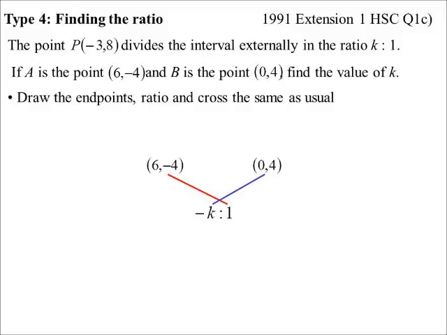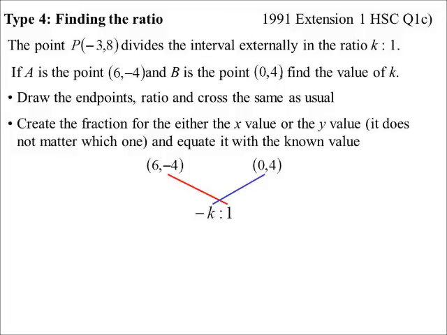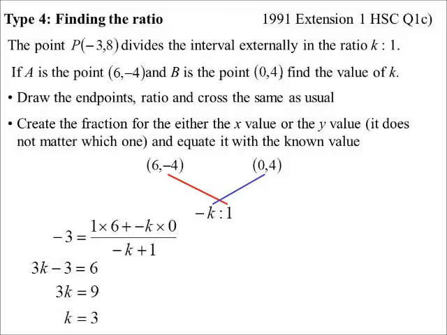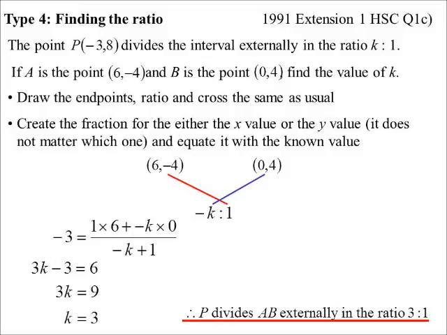Along the crosses, I only really need to do one. Whether I do the x values or the y values, it should work out to be the same. So I've chosen the x values. I know the answer should be -3. So on the bottom I get minus k plus 1. So 3k minus 3 is 6. K is 3. And so therefore the ratio is 3:1.